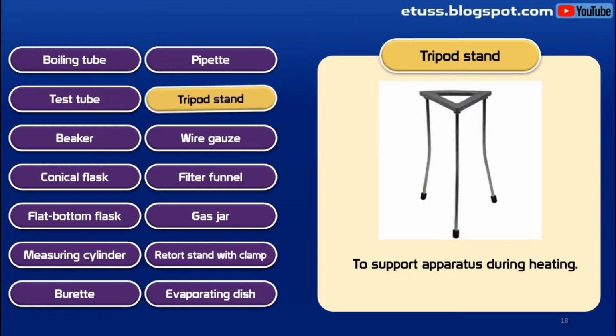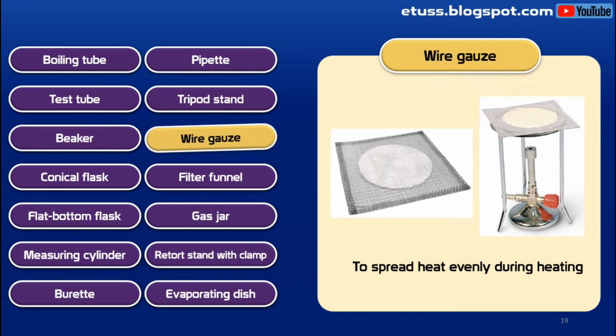Next is tripod stand. Tripod stand is used to support the apparatus during heating. Usually, the heating is done using a Bunsen burner. This is wire gauze. It is placed on a tripod stand. It functions to spread heat evenly during heating. Heating is done using a Bunsen burner.